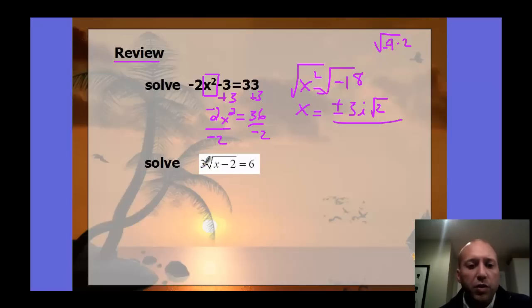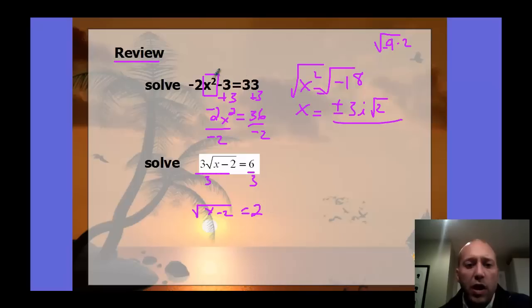So another problem here, this is still the square root. This is 3 times the square root. So to do this problem, we want to divide by 3. Then we get the square root of x minus 2 equals 2. Now, what would we do here to solve the problem?